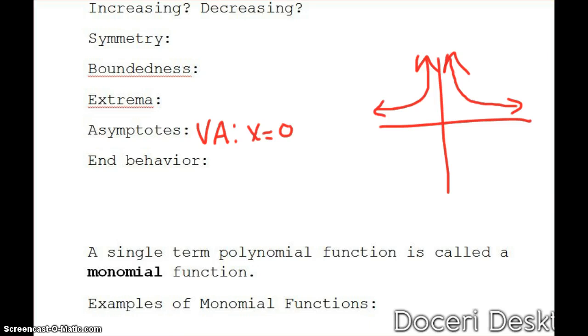And then we also have a horizontal asymptote where y equals 0. And then our end behavior is the same as the function for example 1. As we're approaching the negatives, go to negative infinity and positive infinity.